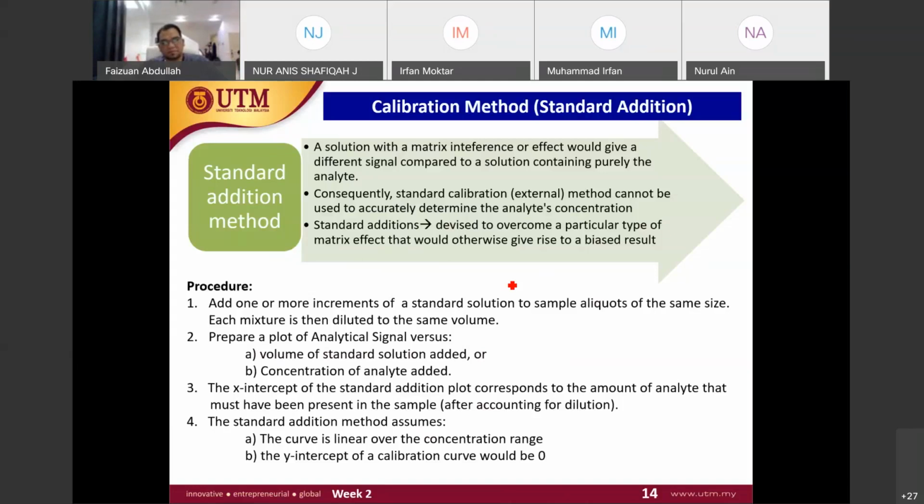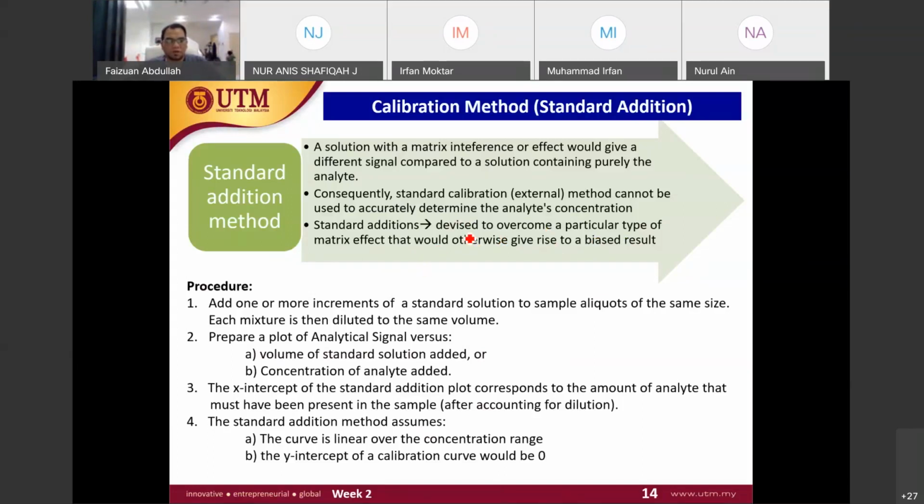Consequently, the standard calibration method, external standard calibration, not internal, cannot be used to accurately determine the analyte concentration. So the standard addition is devised to overcome a particular type of matrix effect that will otherwise lead to a biased result. Okay, so how to do it?